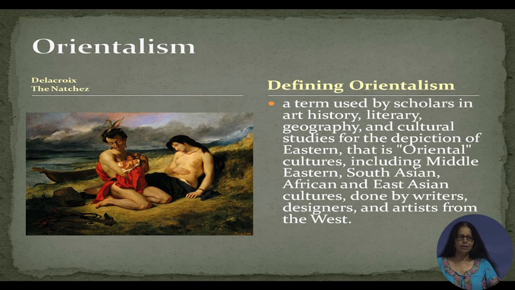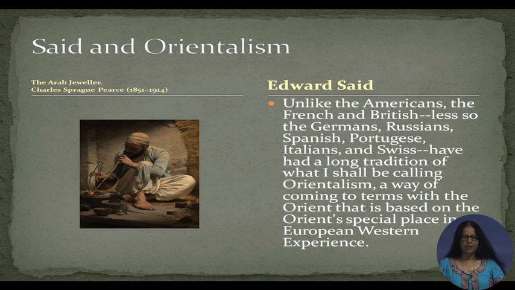We define Orientalism as a term used by scholars in art history, literary, geography and cultural studies for the depiction of Eastern, that is Oriental cultures, including Middle Eastern, South Asian, African and East Asian cultures, done by writers, designers and artists from the West. As I go along, I will be showing you some of these artistic representations which show how the East was depicted in the West.